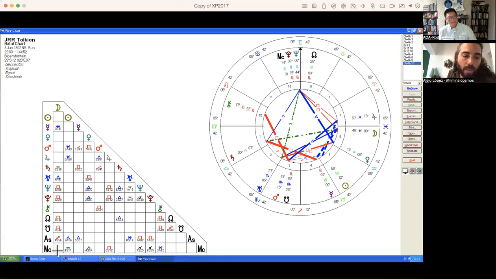So for instance, let's start with Jupiter, which I think is a very clear example. Jupiter square the midheaven. And you see it's very tight. It says 0S12, which means 0 degrees and 12 minutes. So it's super tight. So what would you say about Jupiter in Pisces?